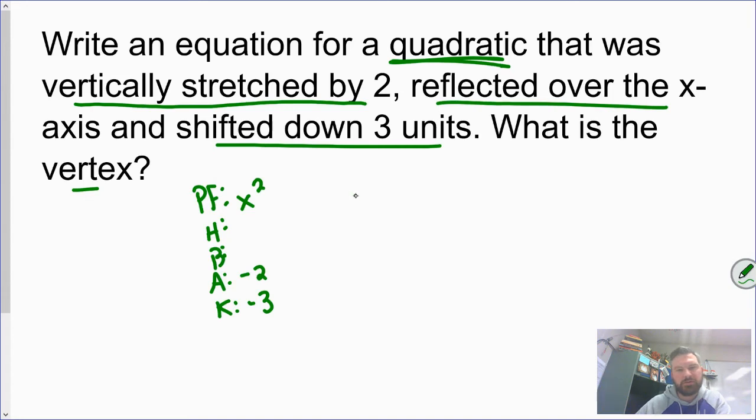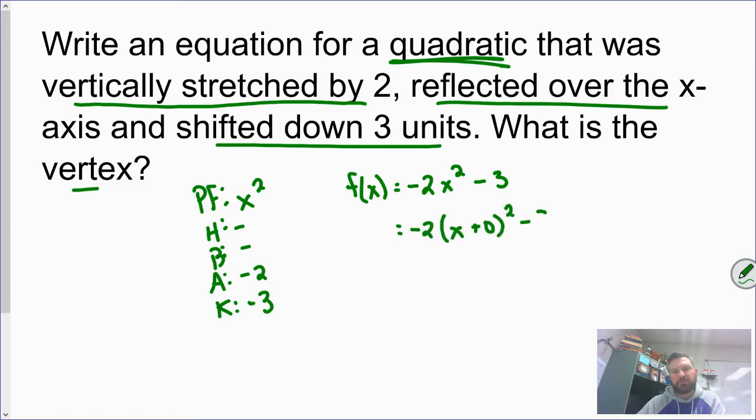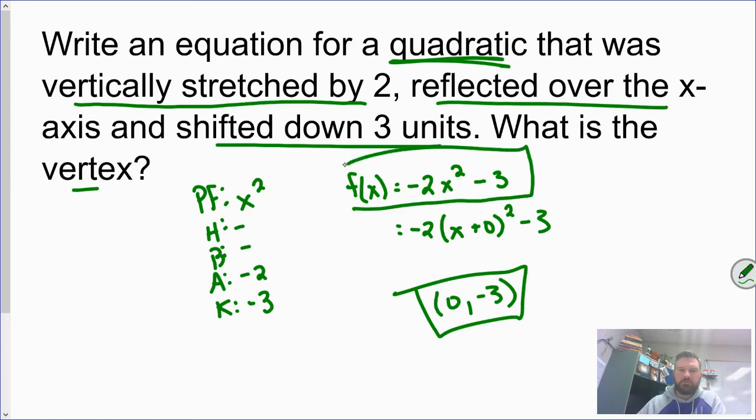Okay, so we have our parent function. Let's just say f of x equals, I have an A of negative 2, x squared. There's nothing in there because there's no B and no H. And then we're going to go down 3, so minus 3. If you want, you can write it like this: negative 2 times (x plus 0) squared minus 3. That might help us find this vertex, because now this is in vertex form. So I have 0, negative 3 for the vertex. Okay, because I didn't move it left and right any. I just shifted it down 3 units.